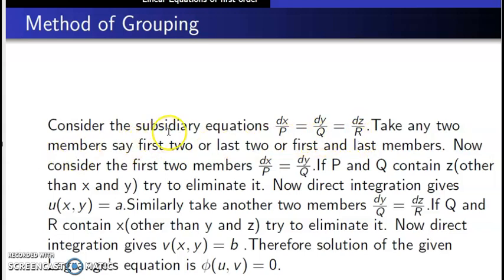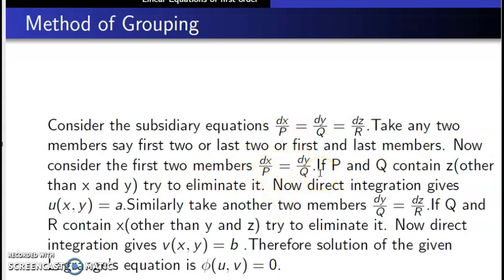So first you have to write the subsidiary equations. Now take any two members, say first two or last two or first and last members. That means we consider any two ratios from the subsidiary equations. Now let's consider the first two ratios, that is dx by P is equal to dy by Q.